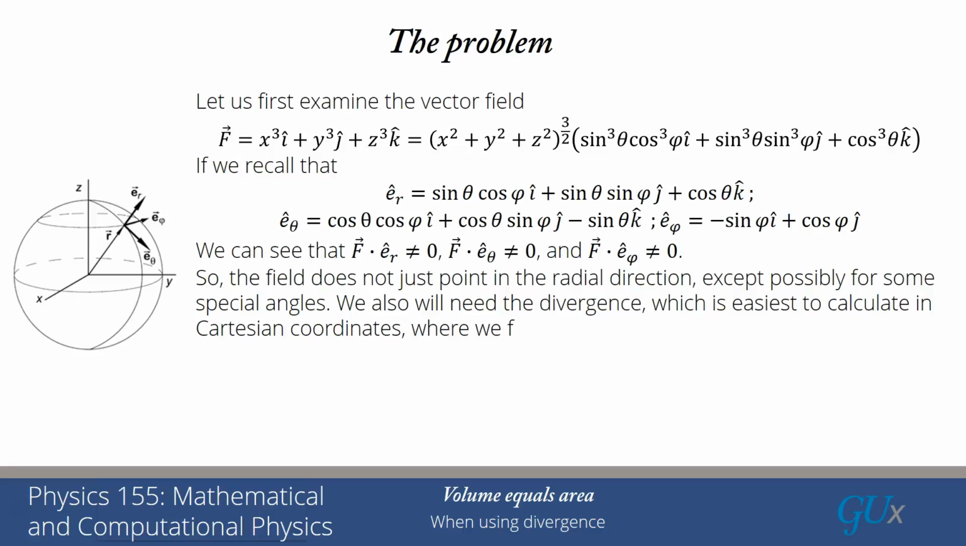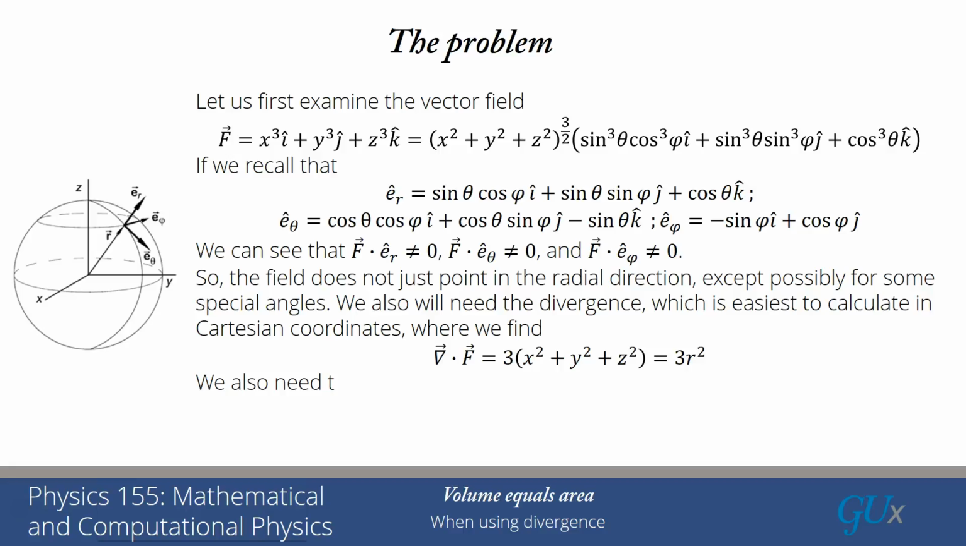Now, because we're going to be looking at the divergence theorem, we're also going to need the divergence of this vector field. And even though we can extract the radial, the theta, and the phi coordinates of this vector field, it turns out to be much, much easier to do this calculation in Cartesian coordinates. And so if I take del dot F, I'm going to get the derivative of x cubed with respect to x plus the derivative of y cubed with respect to y plus the derivative of z cubed with respect to z. And that will give me 3x squared plus 3y squared plus 3z squared. And when I put that all together, I'll get 3r squared as the divergence.